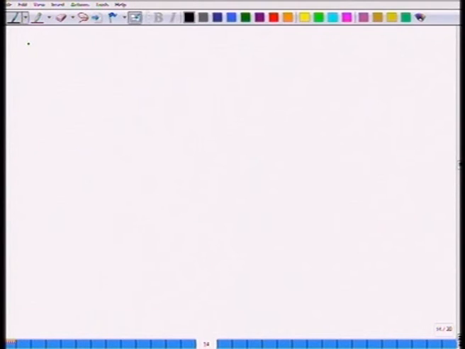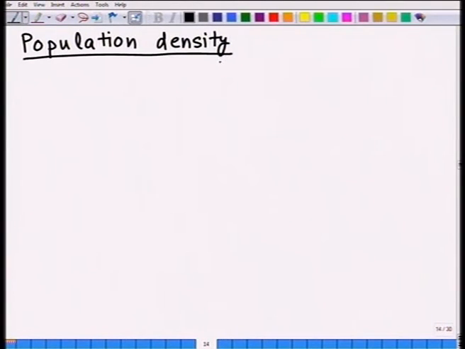Alright, so now let's look at this from the following point of view. Let's go back to our original question now: how many electrons are in the conduction band? So I'm going to write this as population density. I'm interested now in the population density of electrons in the conduction band, and of holes in the valence band. All right, so that density.